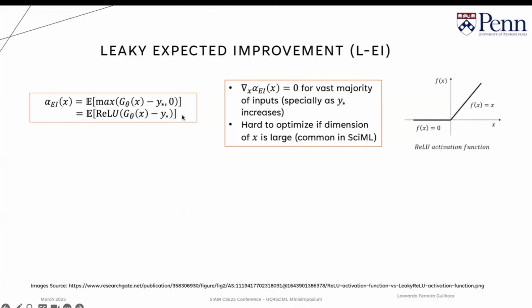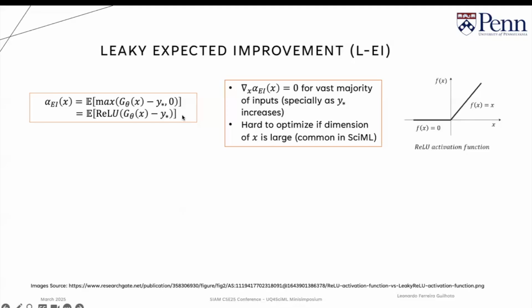This acquisition function is very successful, but it does have some problems. In particular, it's very hard to optimize because depending on the problem, the gradients of this function with respect to the input x is going to be 0 for the vast majority of inputs, especially as y star, the best value so far, increases. This is even more drastic of a case when we look at cases where x is high dimensional. So this largely is the problem of vanishing gradients that has been addressed by some other methodologies in deep neural networks.